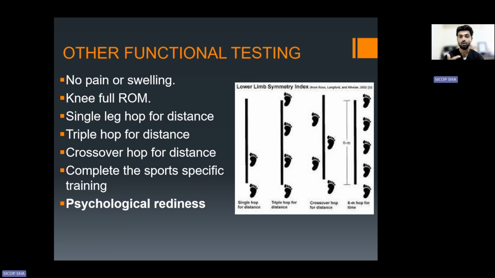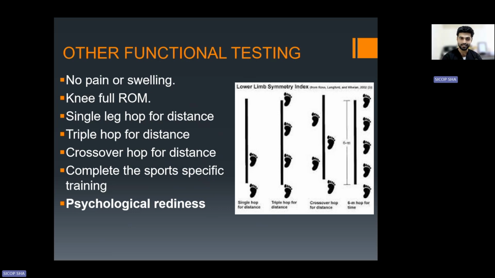The same applies to the triple hop test for distance. So the athlete hops thrice, and we check the distance from the initial line. We compare left versus right. Now, crossover hop for distance. For sports like pivoting and twisting sports, this crossover hop is very important.